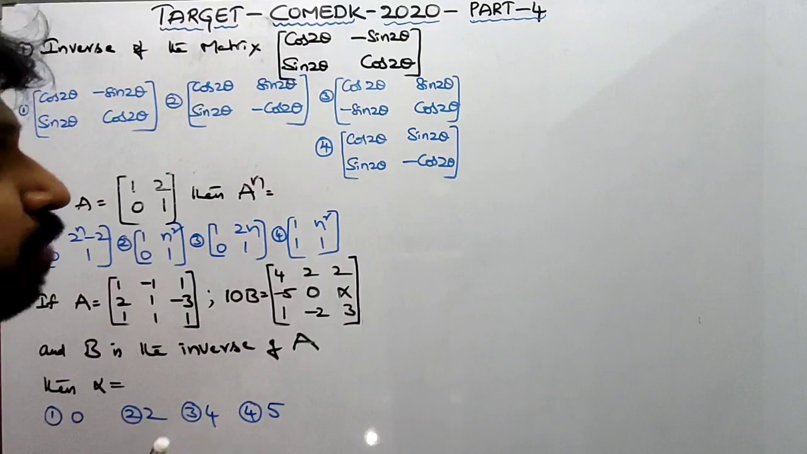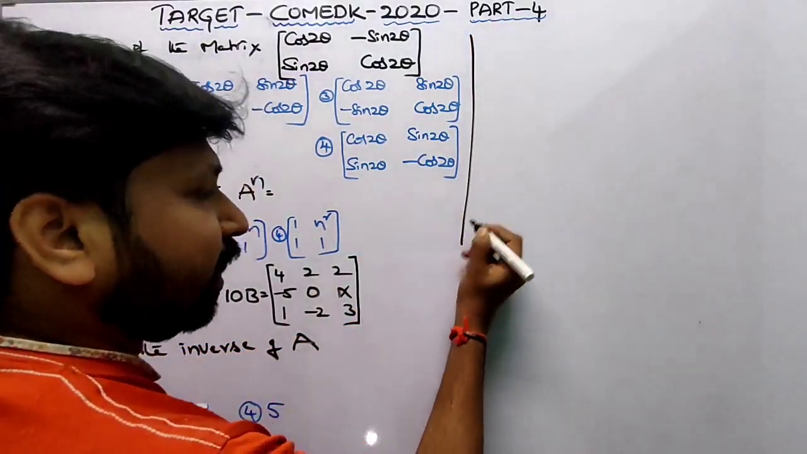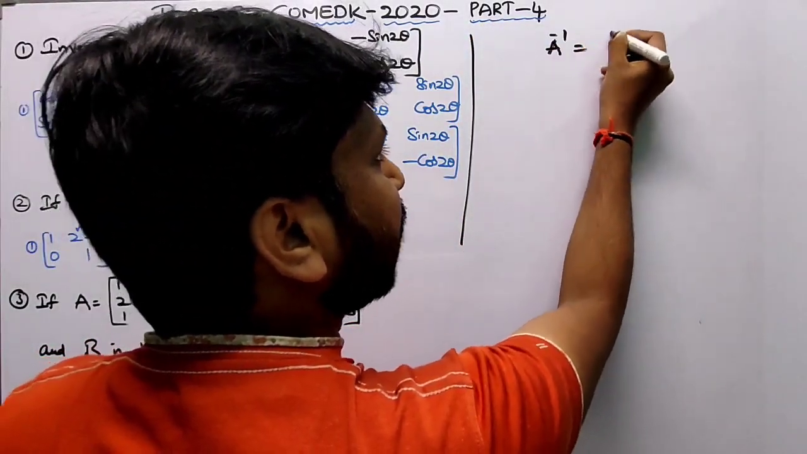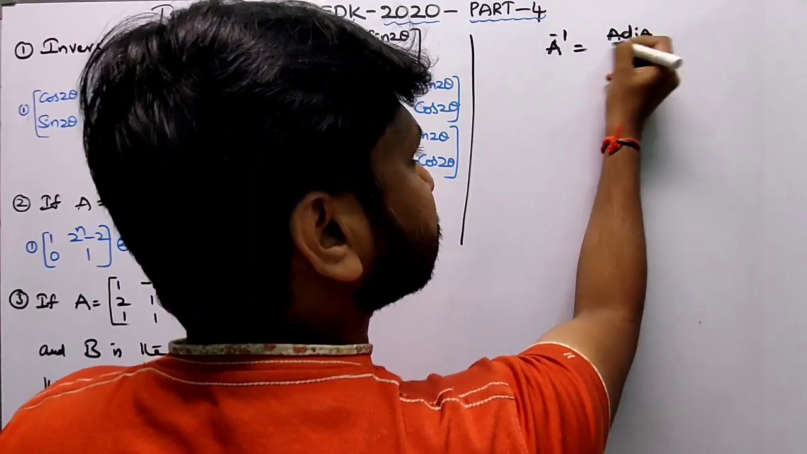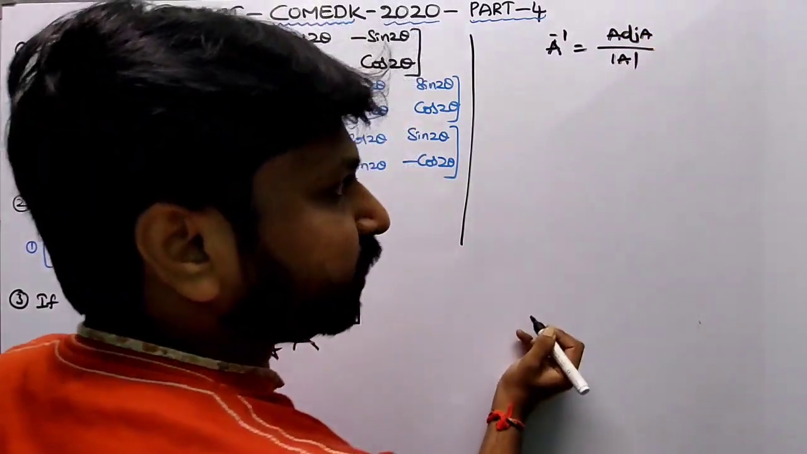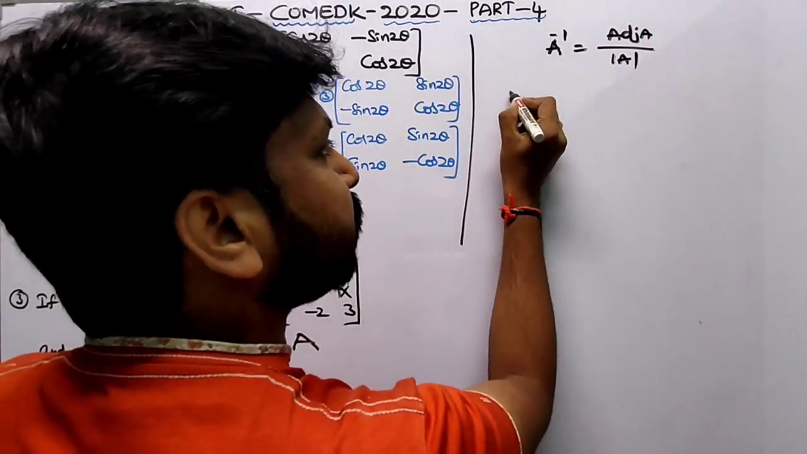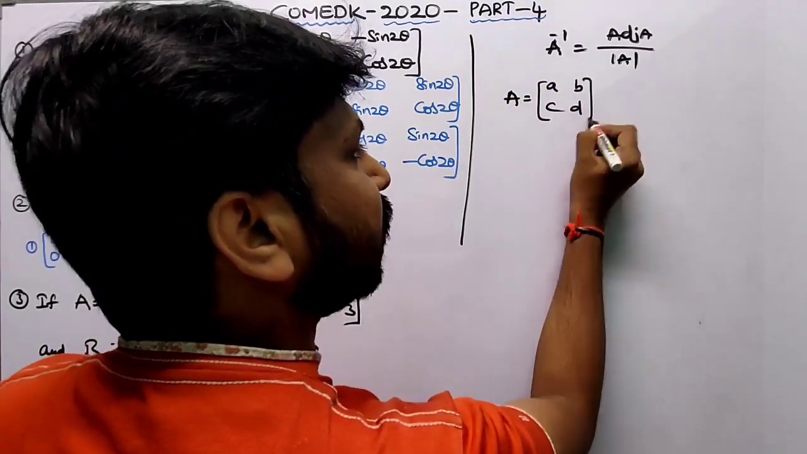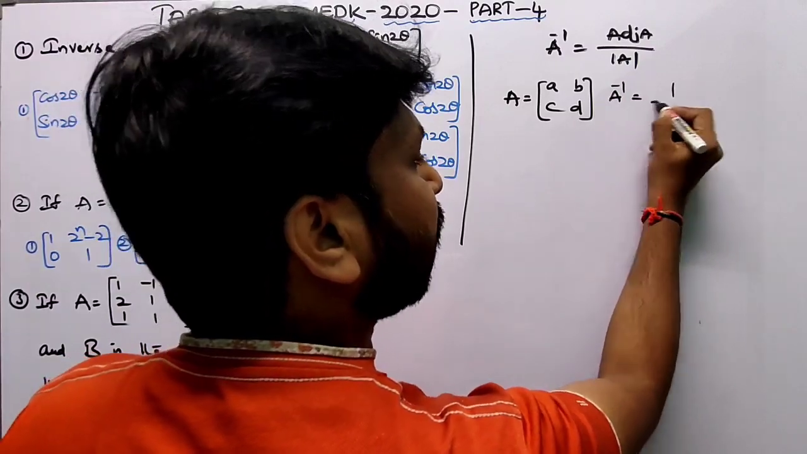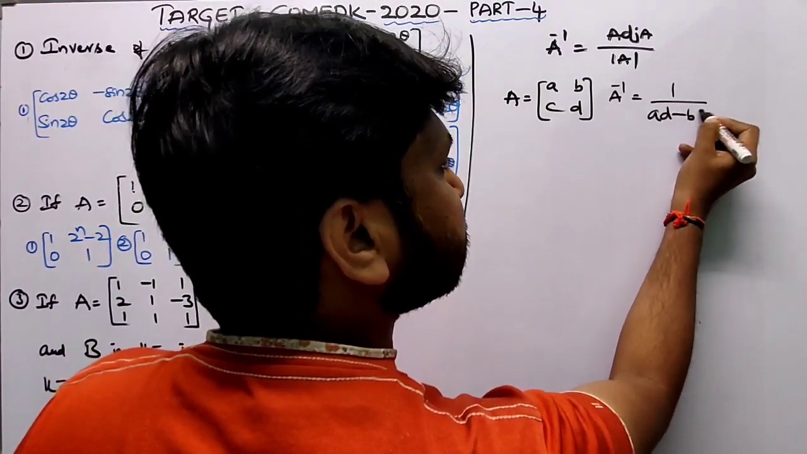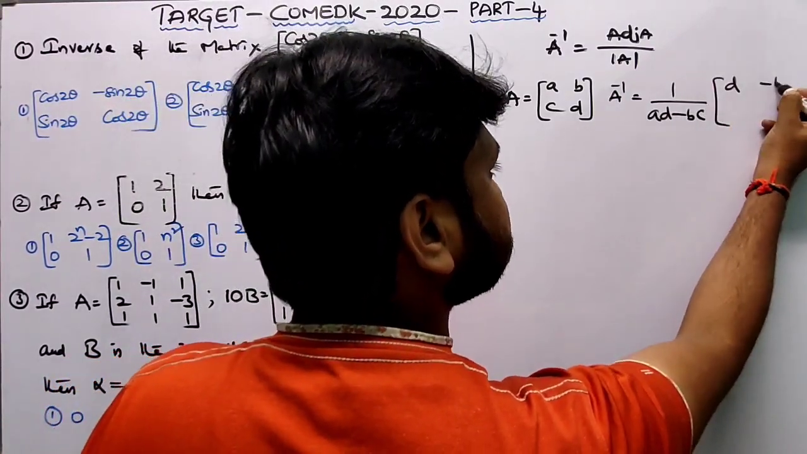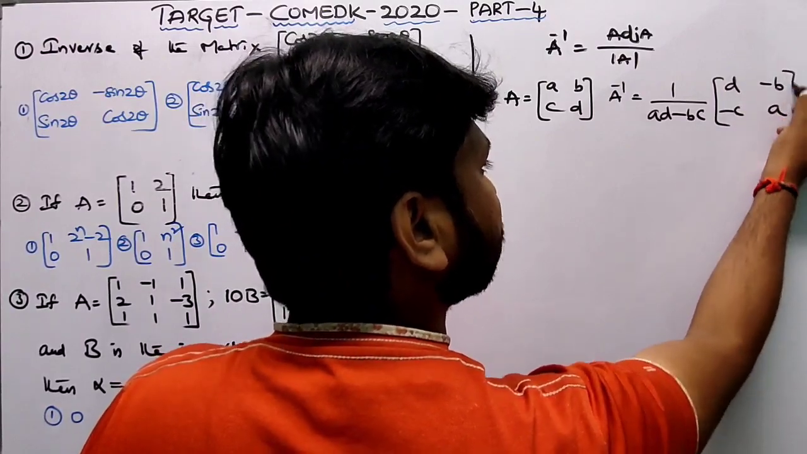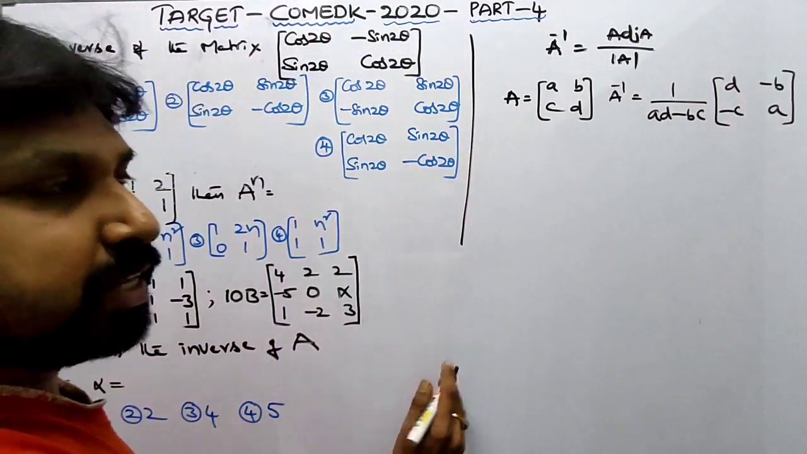Generally, the inverse has a formula, which I think everyone knows very well. A inverse is equal to adjoint A by det A. This is what we usually use for a 3 by 3 matrix. For a 2 by 2 matrix, A equals [a, b; c, d], and A inverse has a direct formula: 1 by (ad minus bc) into [d, −b; −c, a]. By this approach the problem will be very easy, friends.